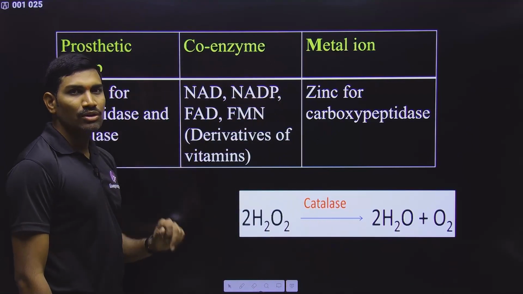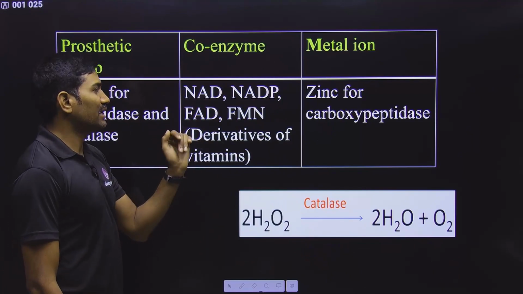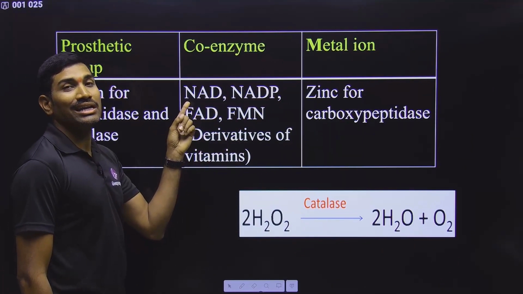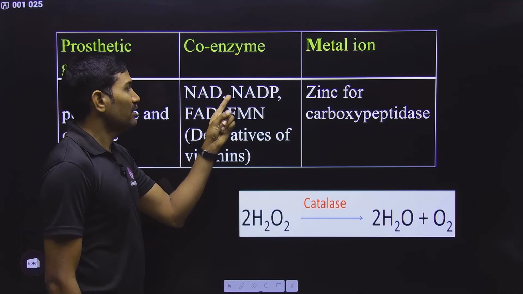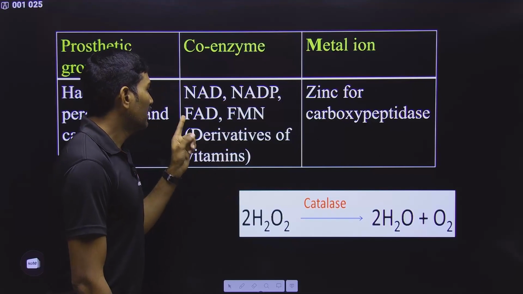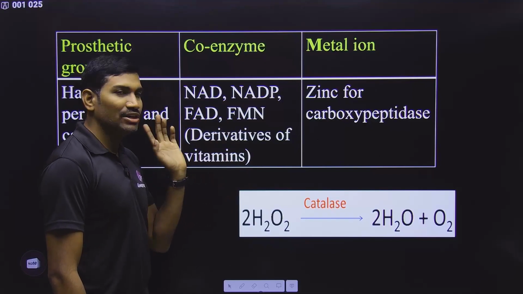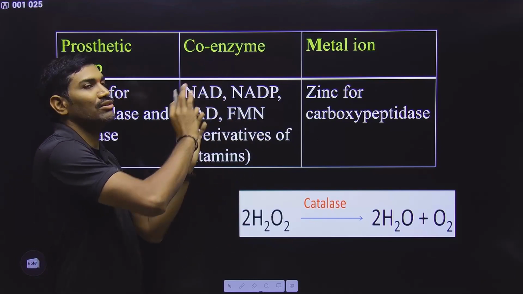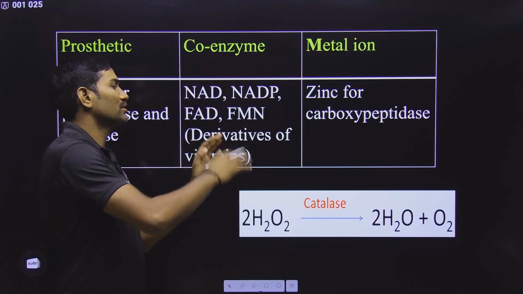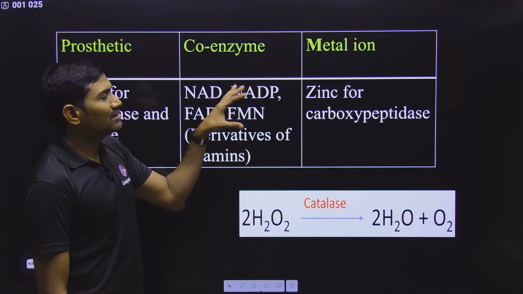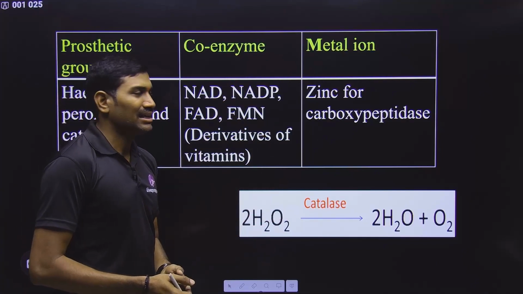Next one, coenzyme. What are examples of coenzymes? NAD, NADP, FAD, FMN. NAD means nicotinamide adenine dinucleotide. NADP is nicotinamide adenine dinucleotide phosphate. FAD, flavin adenine dinucleotide. FMN, flavin mononucleotide. These are various examples of the coenzymes. Generally, these coenzymes are derived from different types of vitamins. Okay, and these are involved in various enzymatic reactions.